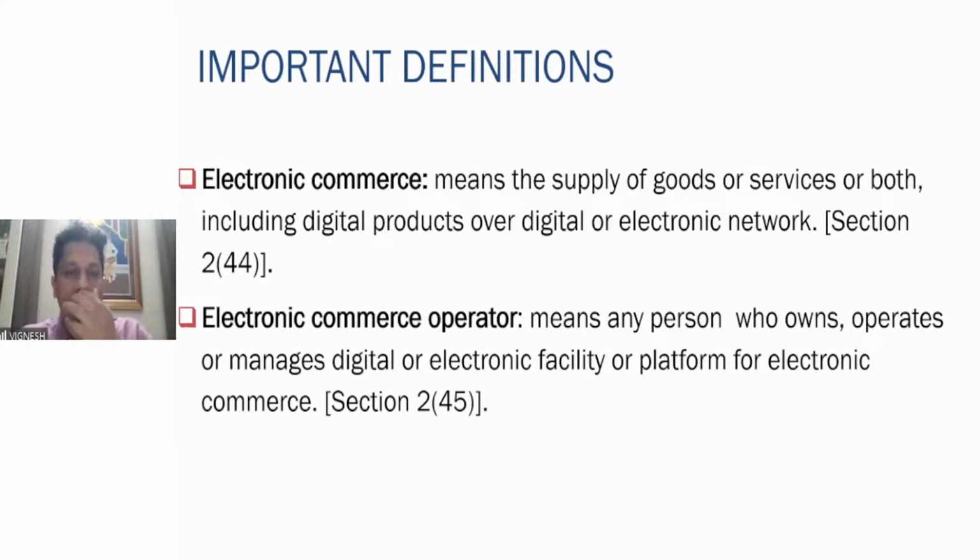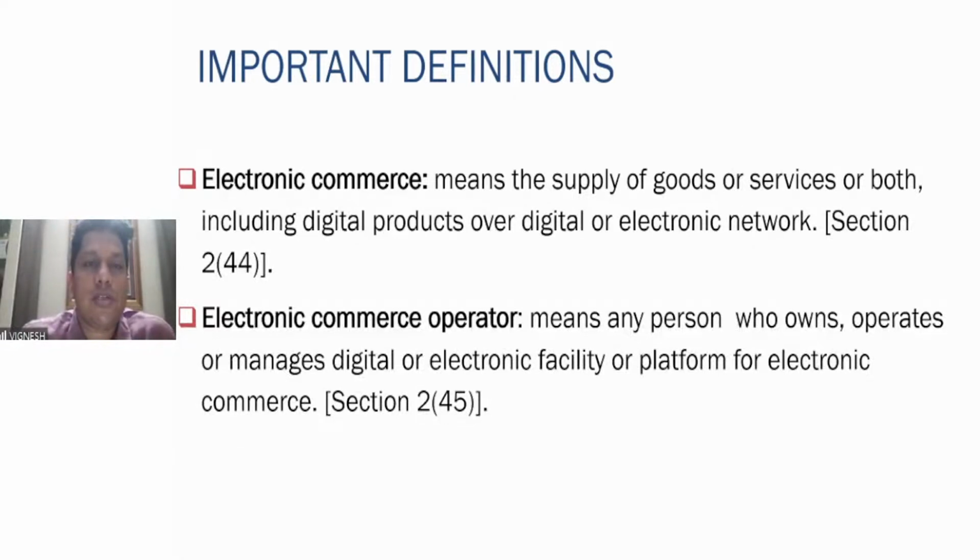So therefore, electronic commerce is what? Supply of goods or services, including digital products over a digital or electronic network. So it can be regular goods like your Swiggy or Zepto, etc. If you open your phone, you'll see what e-commerce has done to our lives. So therefore, through the digital or electronic network, if there is a supply of goods or services, it is referred to as e-commerce as per Section 2, subsection 44.